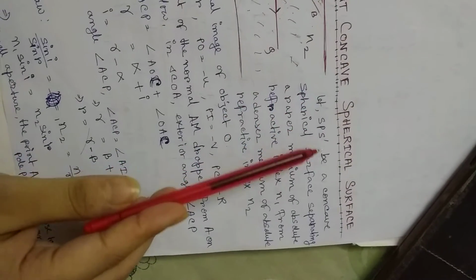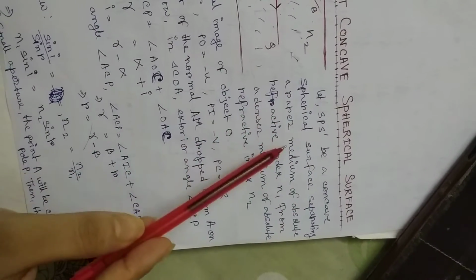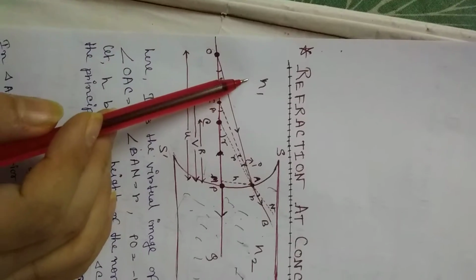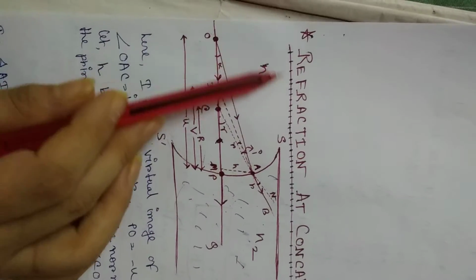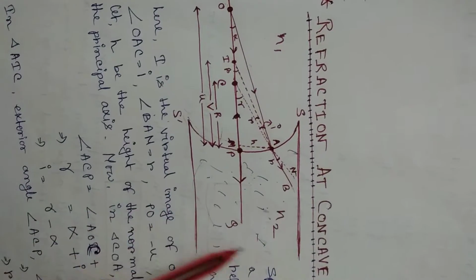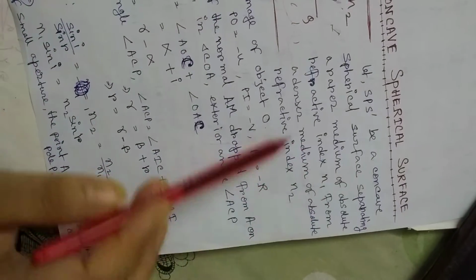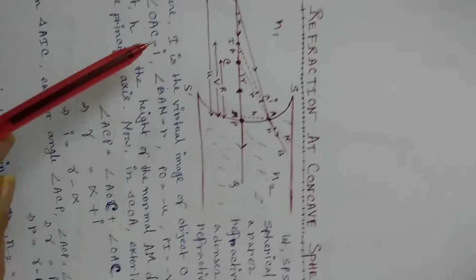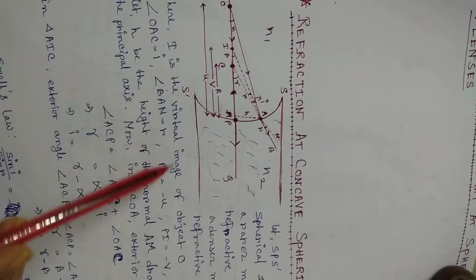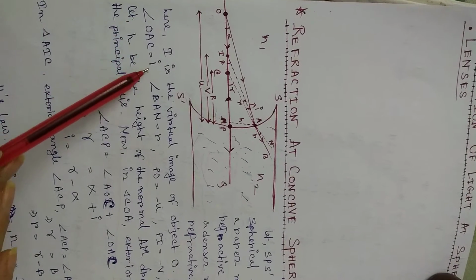So just look at here, ASP is a concave spherical surface separating a rarer medium and a denser medium. N1 is the absolute refractive index of this rarer medium and N2 is the absolute refractive index of this denser medium. Okay. Now here I is the virtual image of object O.